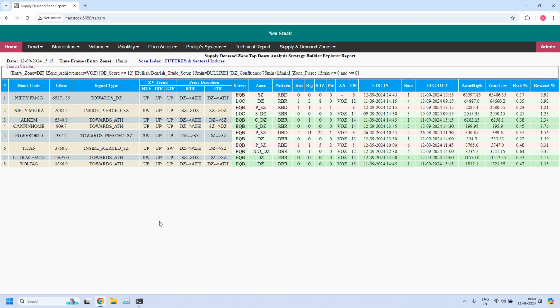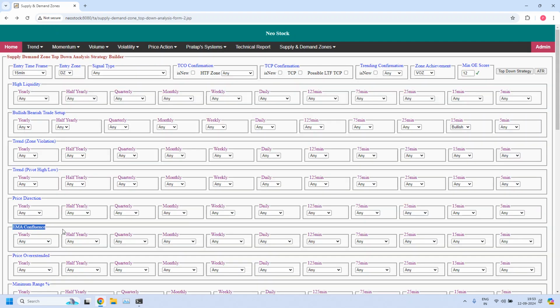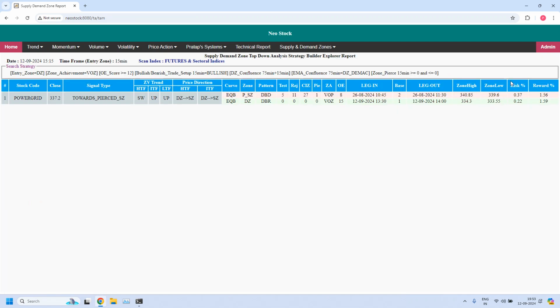Let us check if any of these stocks, the 75 minute zones, are having a daily EMA confluence. So in the EMA confluence at 75 minutes zones, we are checking 75 minutes demand zone with daily EMA confluence. Only one stock is filtered. Probably this could be a high probability trade setup.